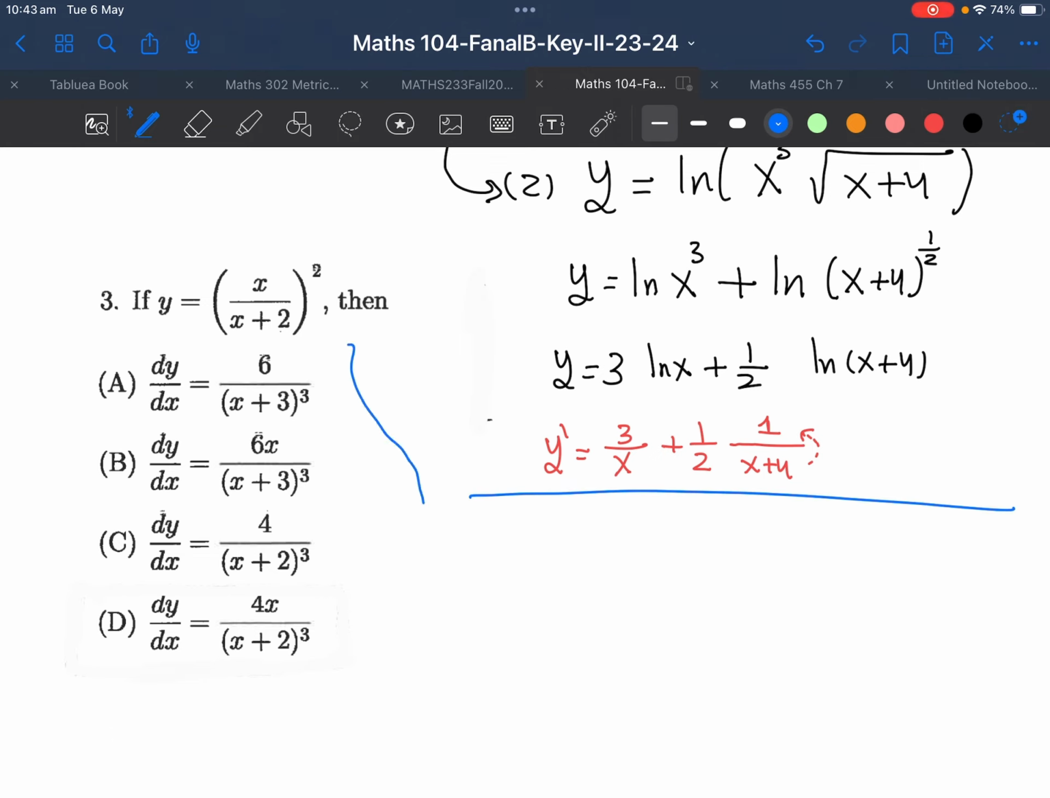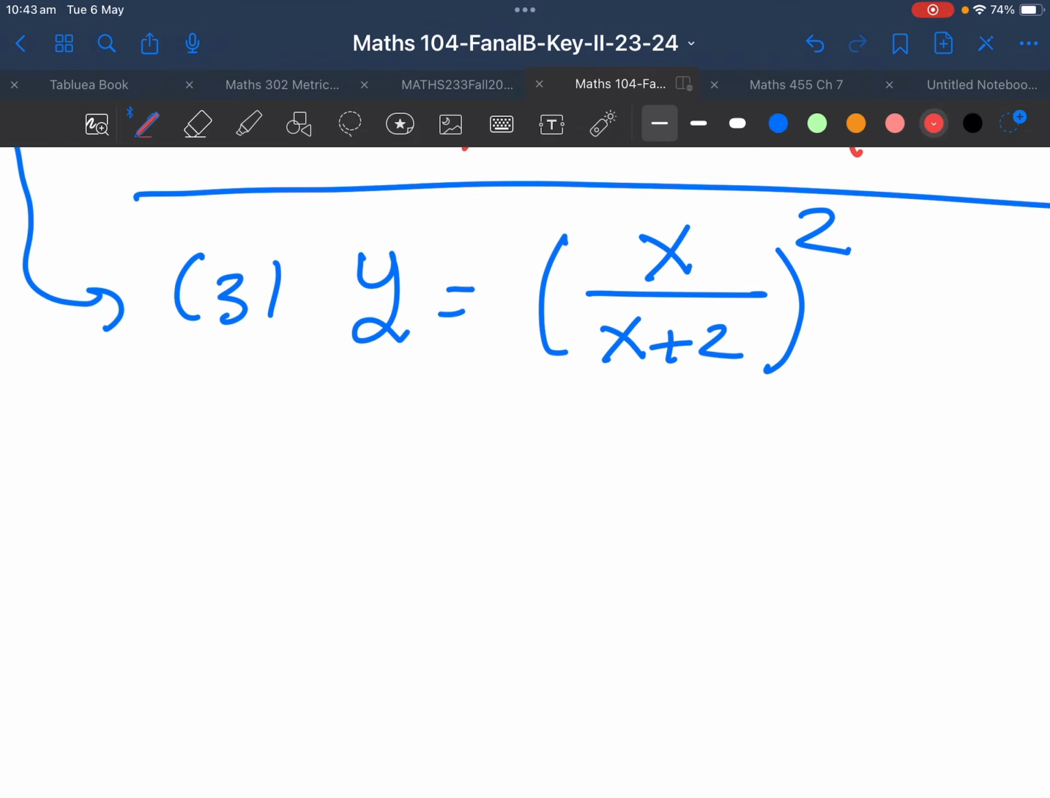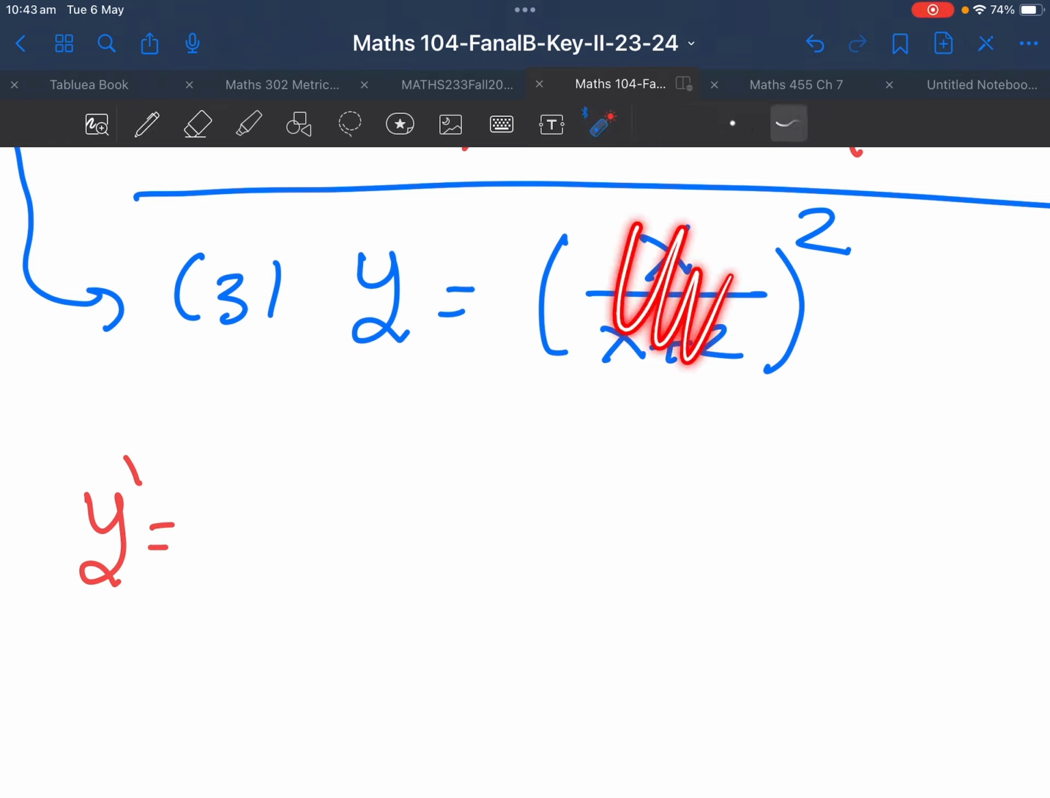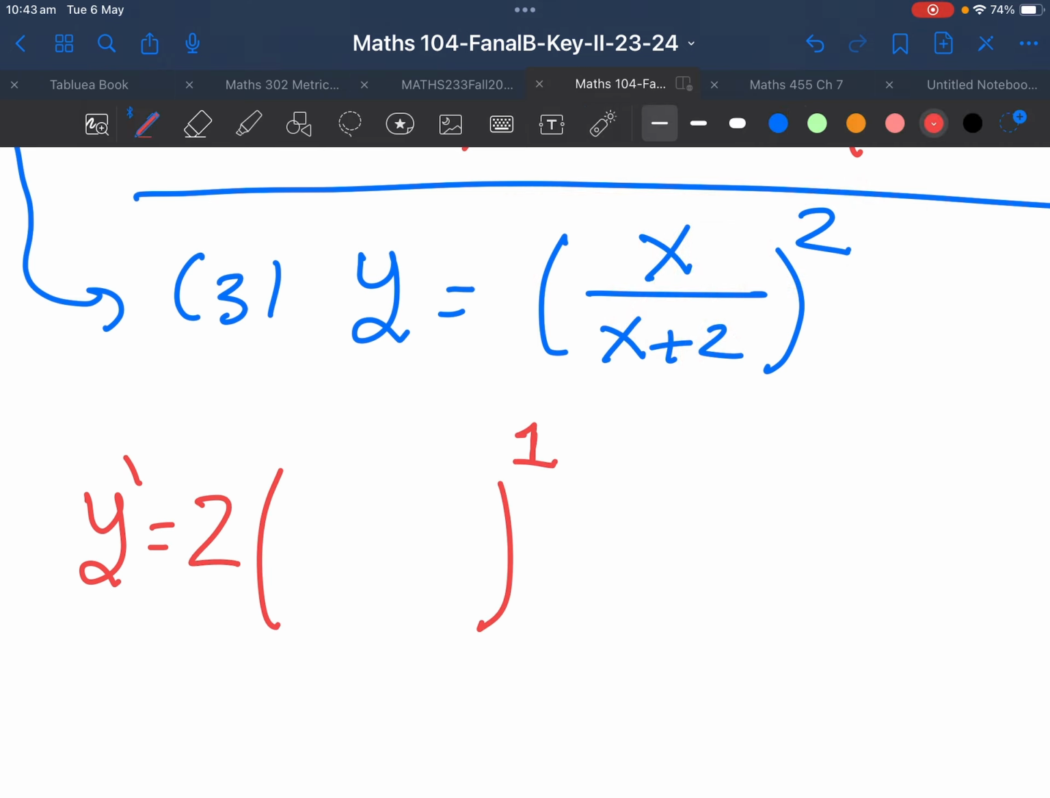Now, let me go to question part 3, which we have y equals x over x plus 2, squared. How do we find the derivative? I will use the chain rule. So if you use the chain rule, it says forget about the inside. What is the derivative of the outer function? The 2 will go down and we subtract 1. So we'll get 2 power 1. Now whatever is inside will remain inside.